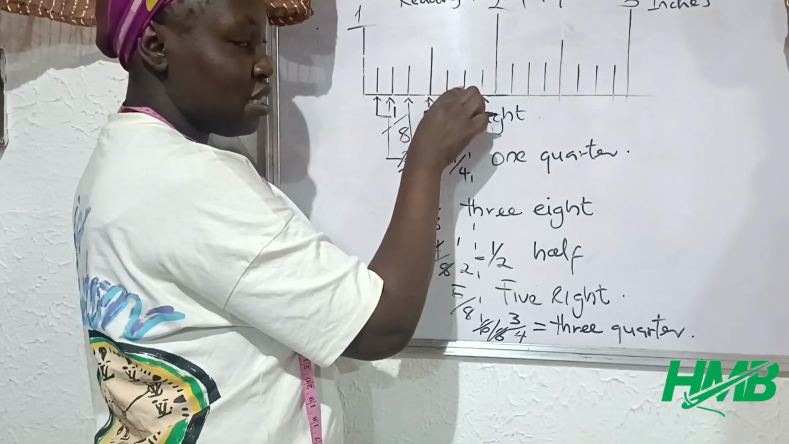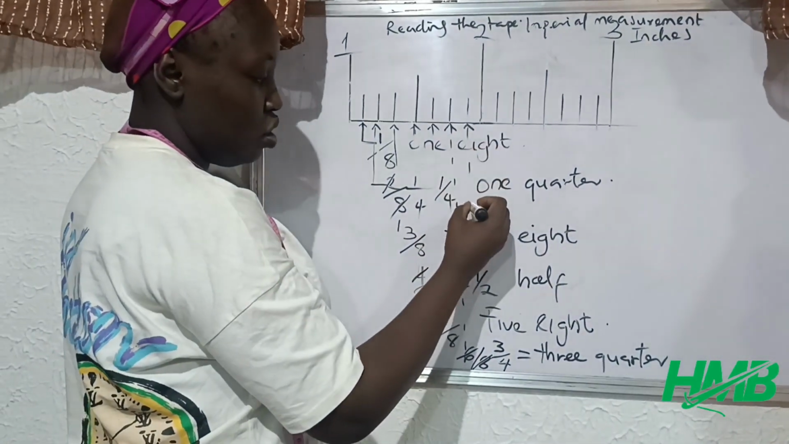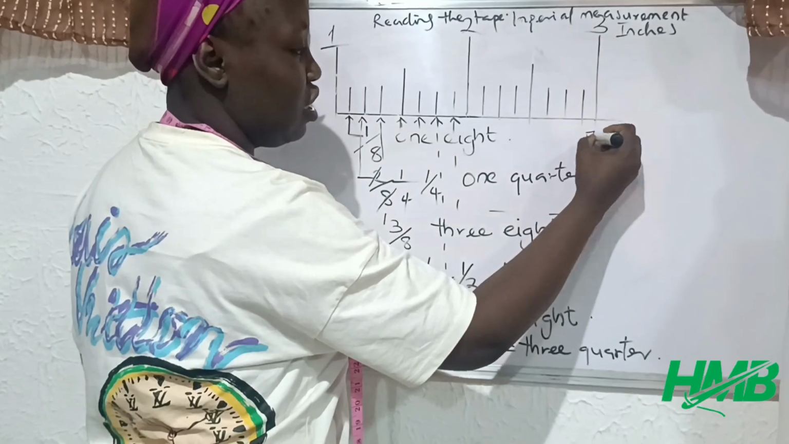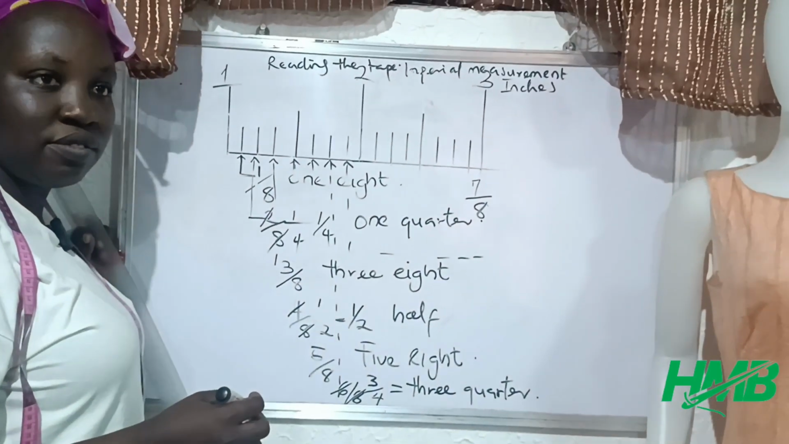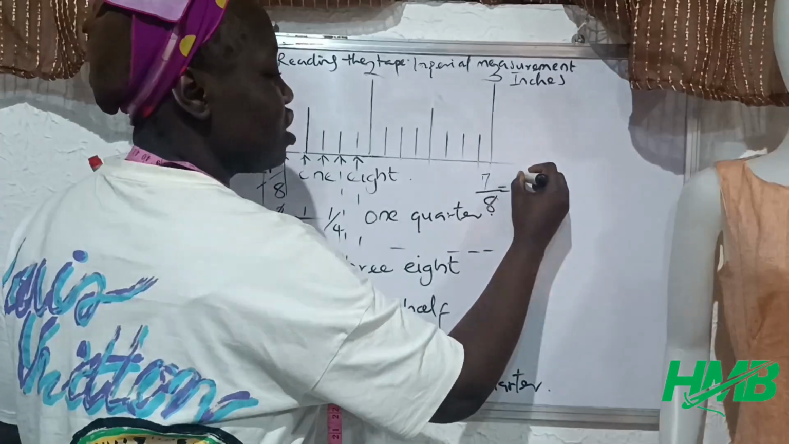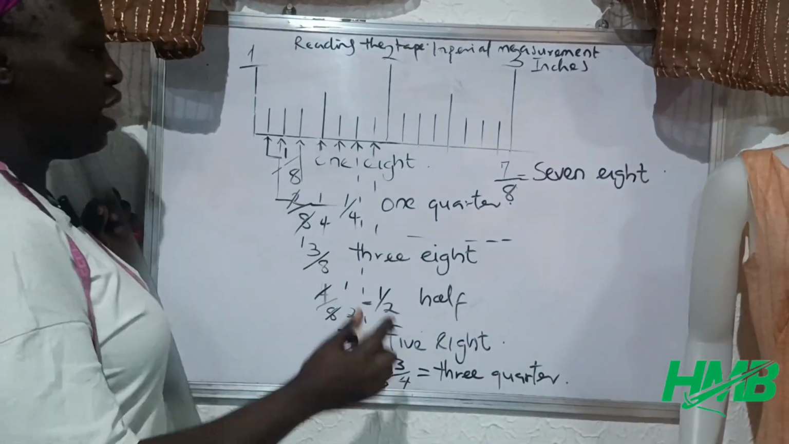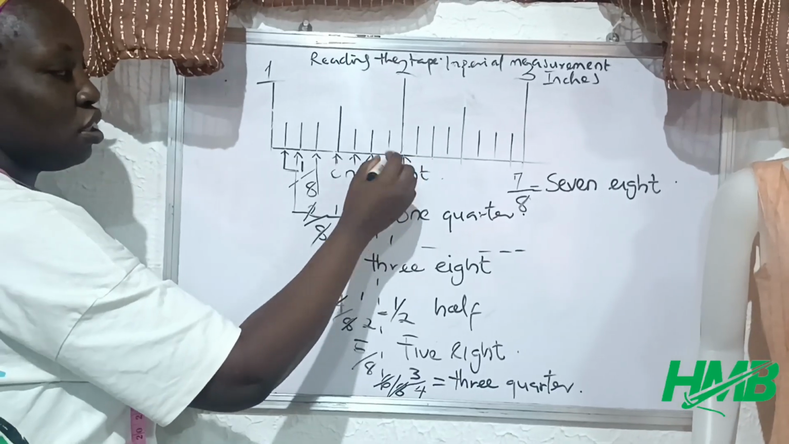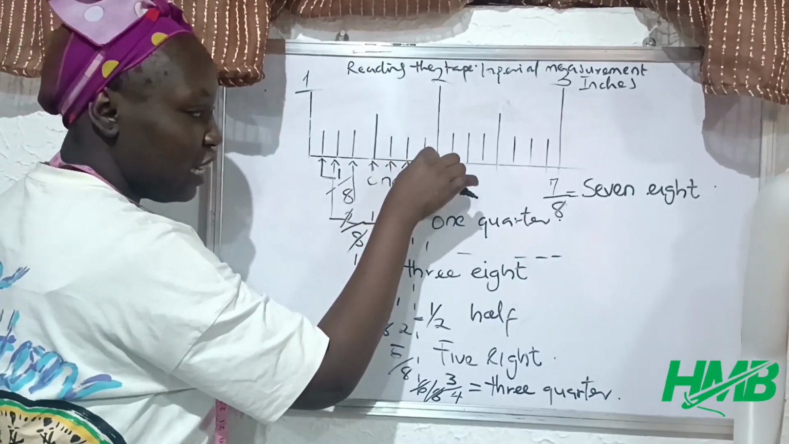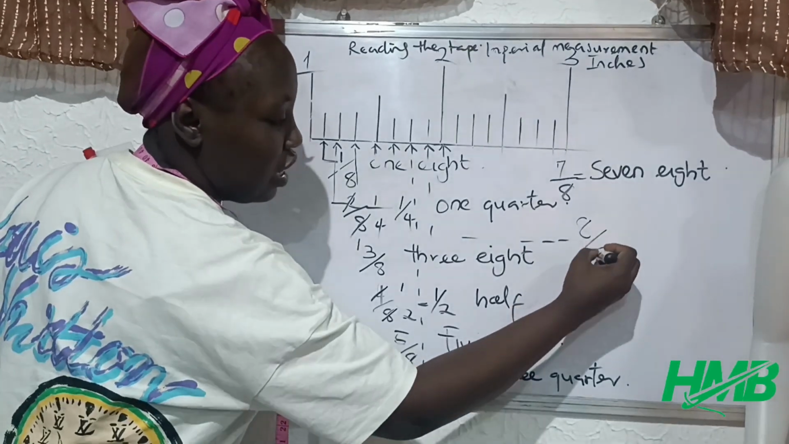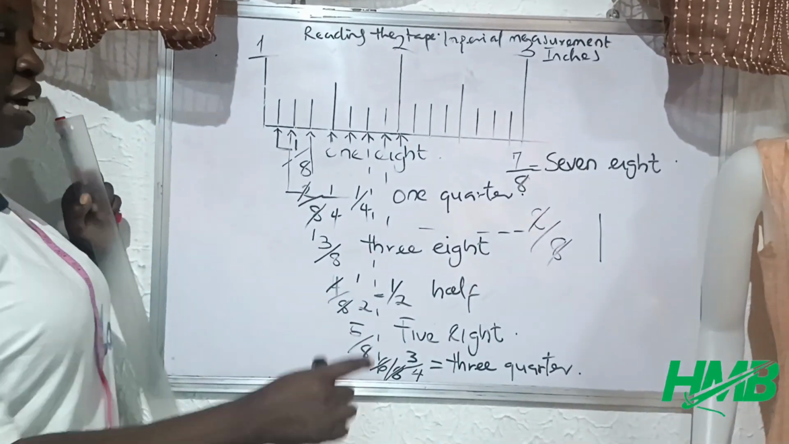Then the next one is what? This is number 6, right? Then the number what is this? Number 7. So let's put our 7 here. 7 over 8. Can you divide it by anything? No. So that's why it's 7/8. Then the last one is what? 1, 2, 3, 4, 5, 6, 7, 8. 8 over 8. When you divide 8 by 8, it goes to 1.